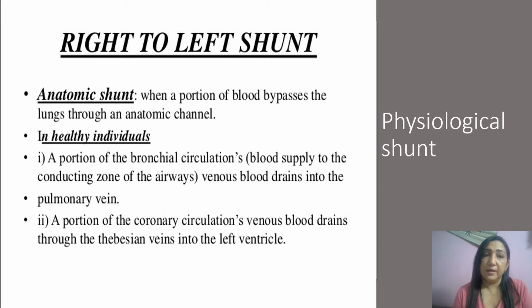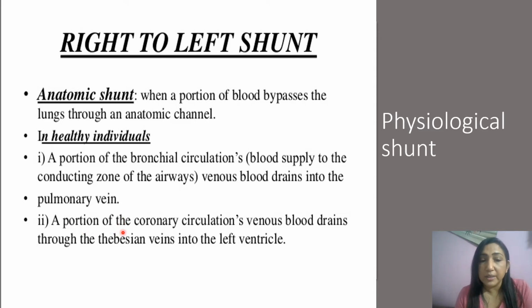There are right to left shunts. There are two actually. These are called physiological shunts. And in clinical conditions, we can get pathological shunts also, that we are not going to discuss here. We are going to discuss the physiological shunt. A portion of the bronchial circulation, which carries deoxygenated blood, directly drains into the pulmonary vein, which contains oxygenated blood. This is the first one.